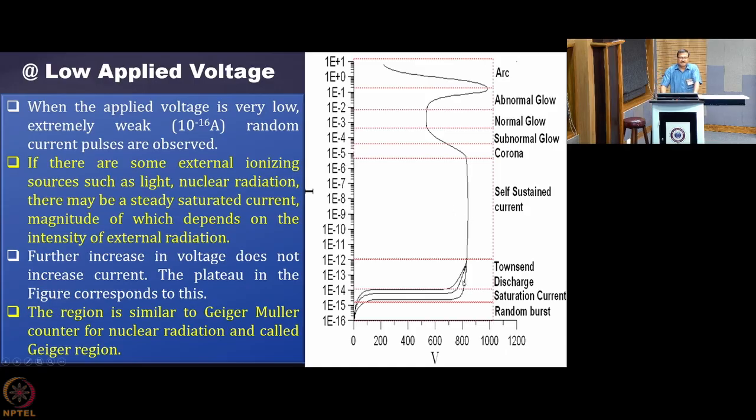On this axis we are applying the voltage, and in the y direction we are recording the current passing through the discharge tube. When the applied voltage is very low, the current is extremely weak, 10 to the minus 16 ampere, because the number of electrons available is that low. So, some random current pulses are observed. Now, if there are some external ionizing sources like light, nuclear radiation, or cosmic rays, then depending on the kind of radiation, you get some constant value of current.